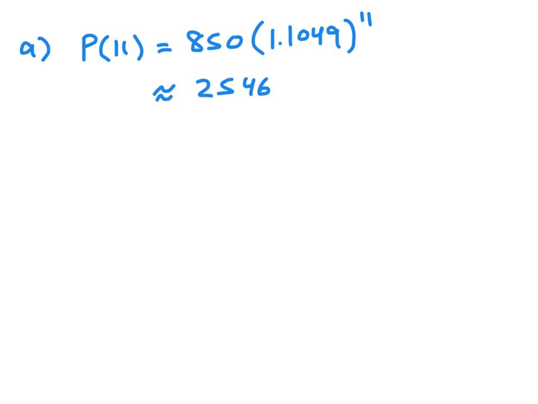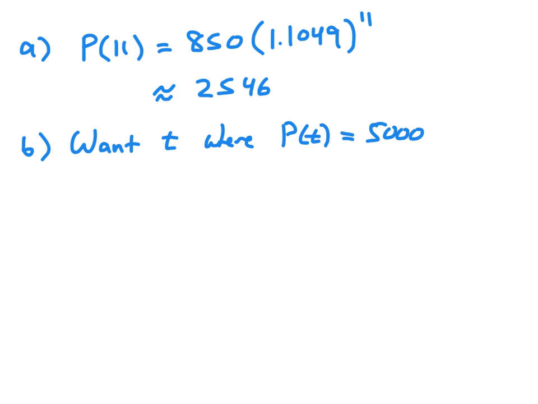There are certainly some decimal places after the decimal point in this number, but we're not really sure how to interpret a decimal part of a fox, so we're going to always round to the nearest whole number when that makes sense. In part B, we want to find the value of t where p of t equals 5,000. So p of t represents the population after time t, and so we want to know when that population is equal to 5,000 foxes.